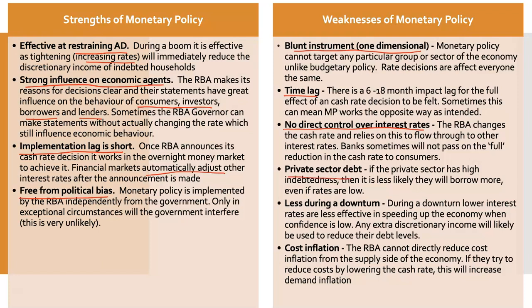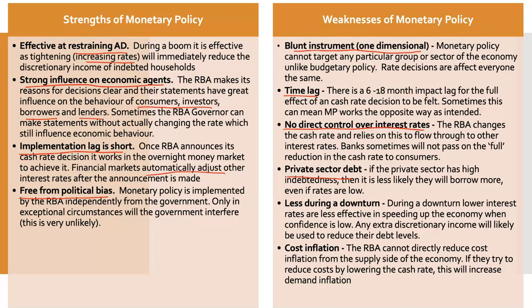Now, private sector debt is a weakness. We know that the private sector, households and businesses, have high amounts of debt, particularly because houses are so expensive. And this means that they are less likely to borrow more, even if rates are low. So if we have an expansionary monetary policy, we're trying to drive aggregate demand because there's not a lot of growth, inflation is low. People might still be hesitant to borrow because they've already got lots of debt.